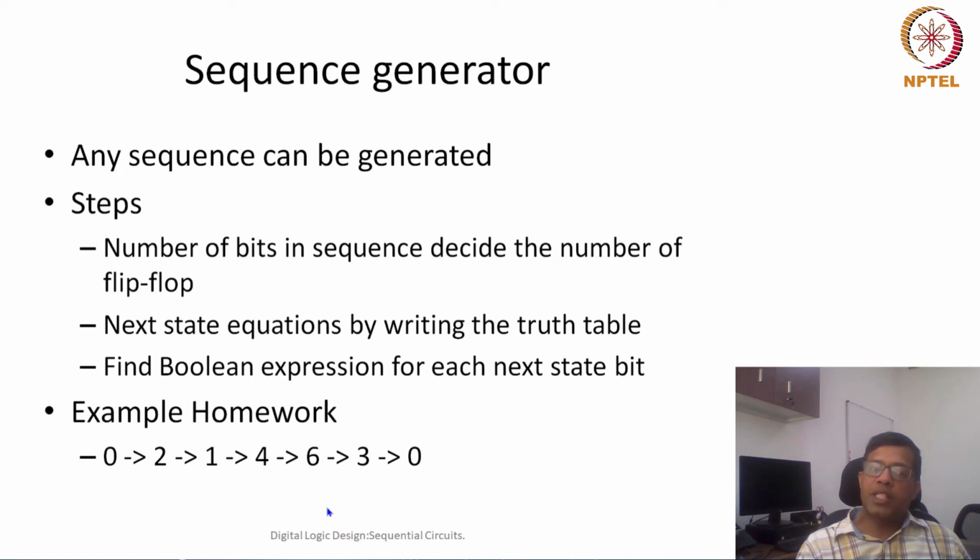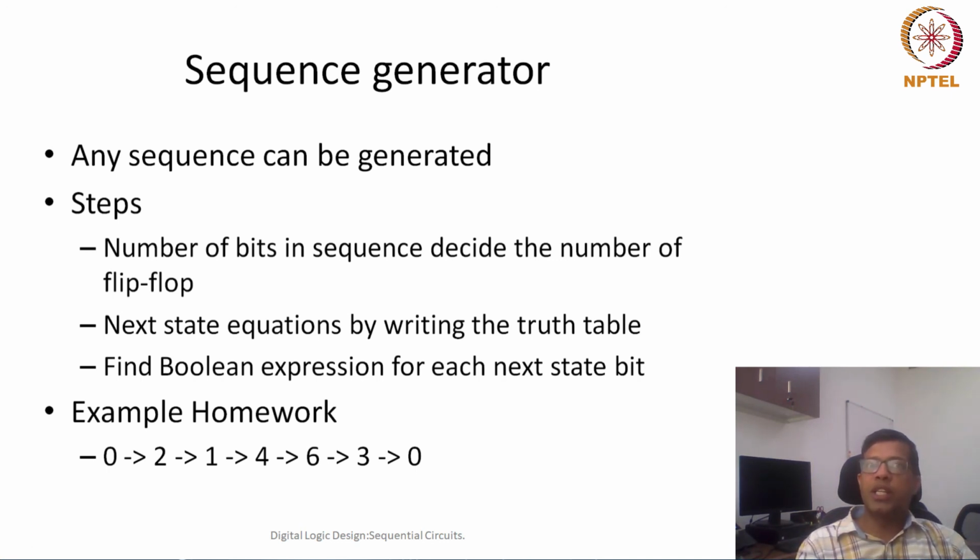Whatever is the next number I would like in the next clock cycle, according to that I can write my next state equations, and based on those state equations we can design our logic so that the next number would be equal to whatever sequence we would like to write. What would be the steps here? What would be the method?